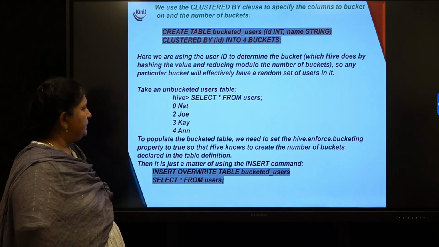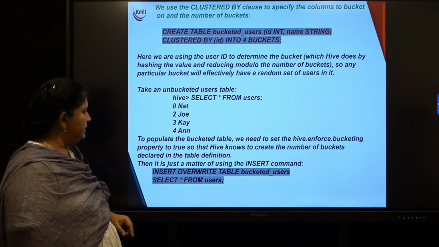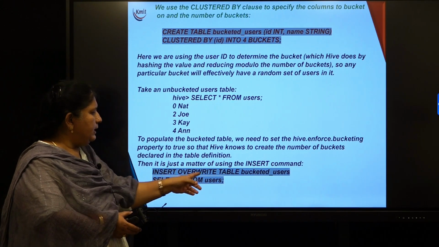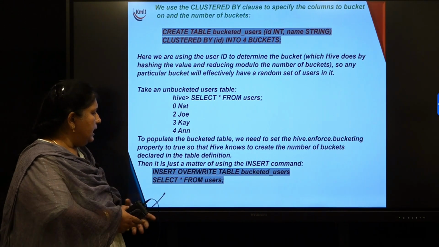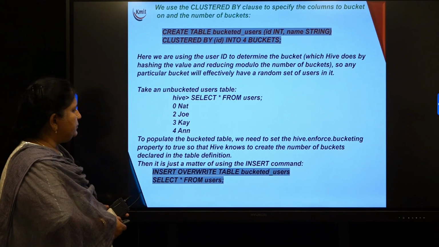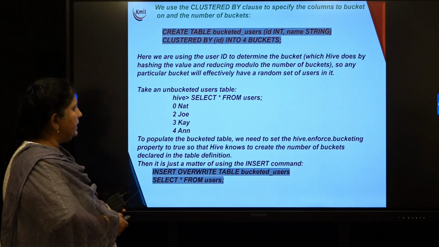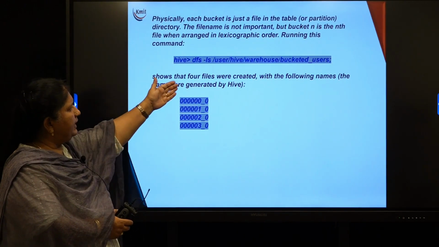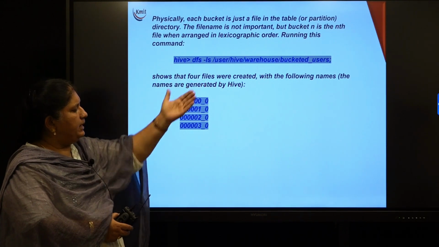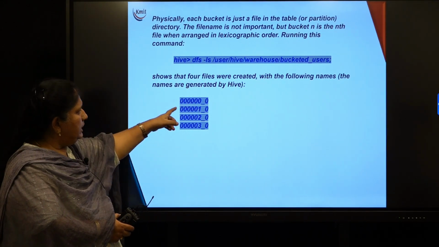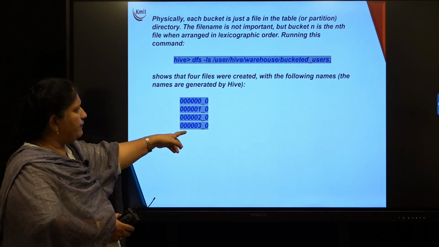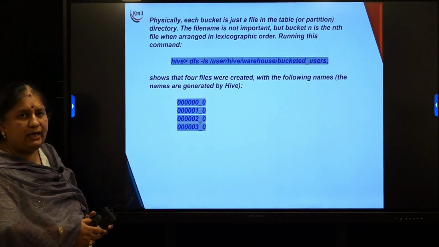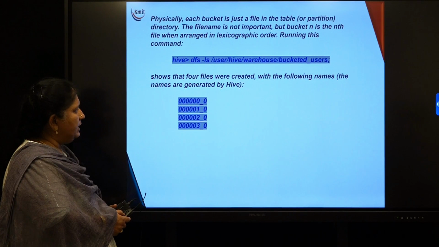Now select star from users. Suppose I have 4 rows in this, and I want to put them into bucketed_users. Insert overwrite table bucketed_users select star from users. So it is trying to take this data and put it into bucketed_users. How does it fill? Physically, you will find them in a warehouse folder named bucketed_users, and it will create 4 files, because you told it 4 buckets are to be created; for every bucket one file will be maintained in the Hive warehouse.